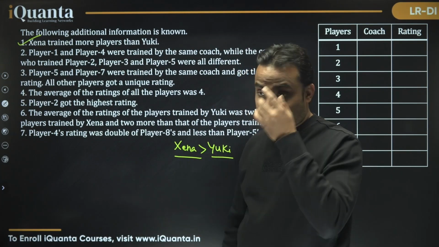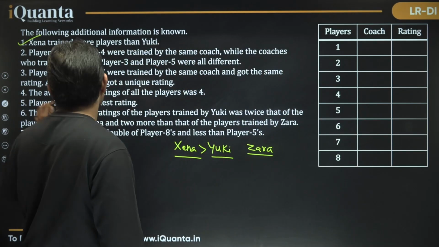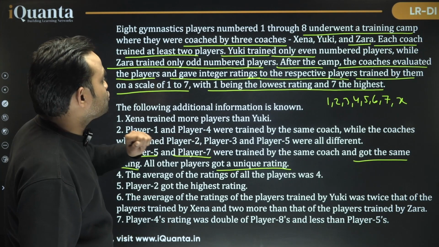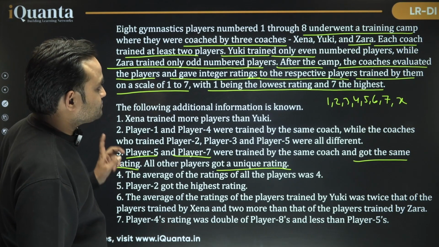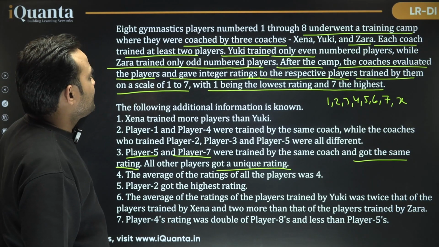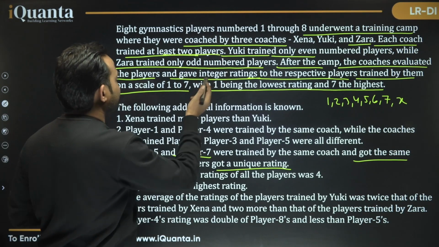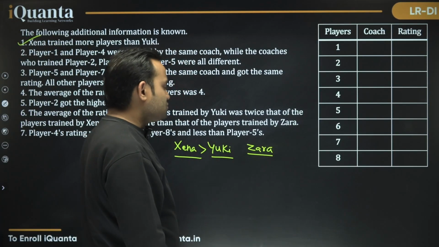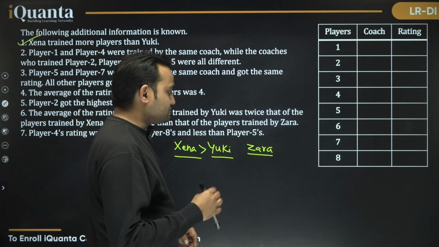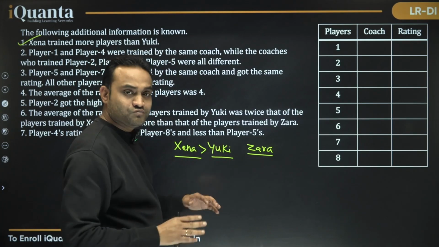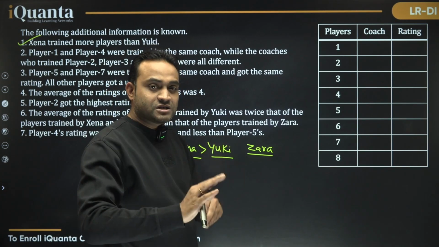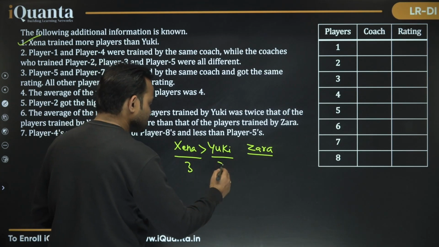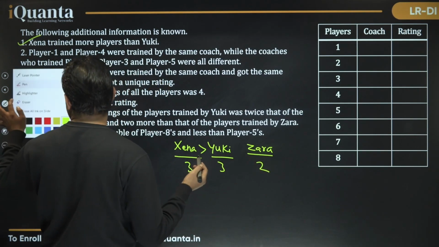But before that, it was given in the question that each coach coached at least 2 players, right? As you can see, each coach trained at least 2 players and the total should be 8. So what could be the possibilities? 2 plus 2 plus 2 is 6 players, so the remaining 2 should be distributed. In how many ways can we distribute it? We can distribute it as 3, 3, 2. But this 3 is here.